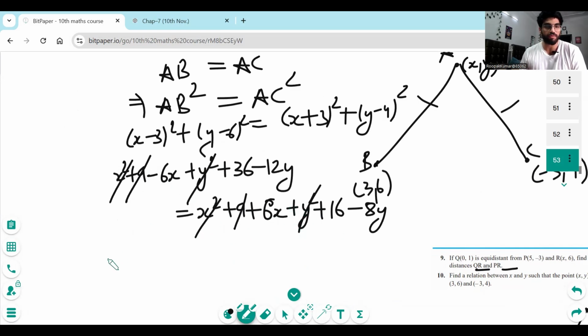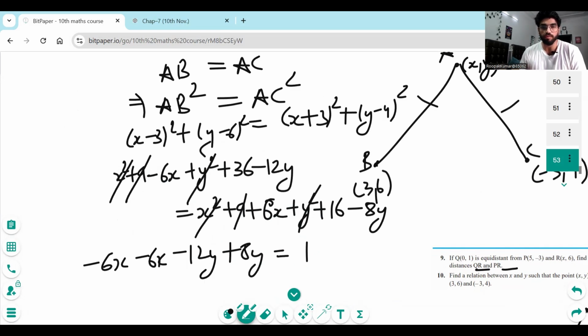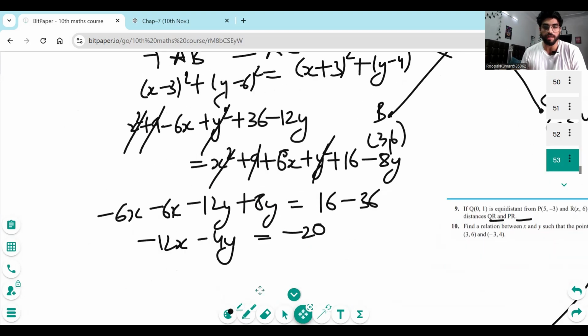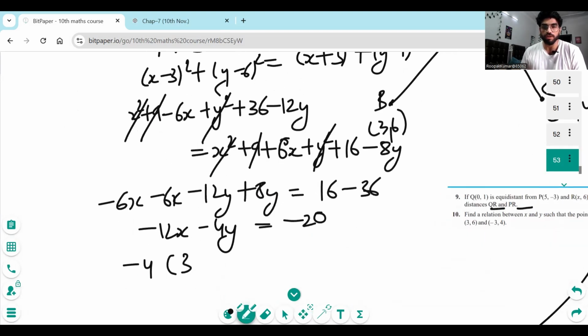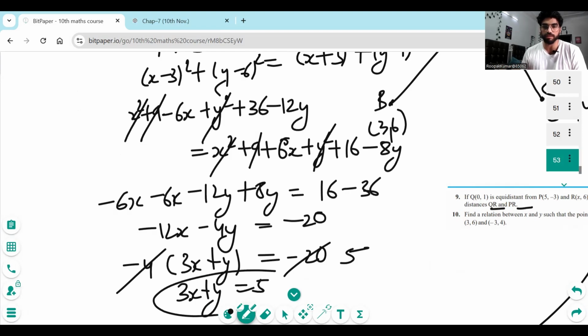Then all the x's on one side, all the y's on one side, plus 8y, all the constant on one side. So what will happen? Minus 12x minus 4y is equal to minus 20. Can you see minus 4 is coming out common? So 3x plus y is equal to minus 20 over minus 4, we cut this with 5. And 3x plus y will be equal to 5. And that is the relation.